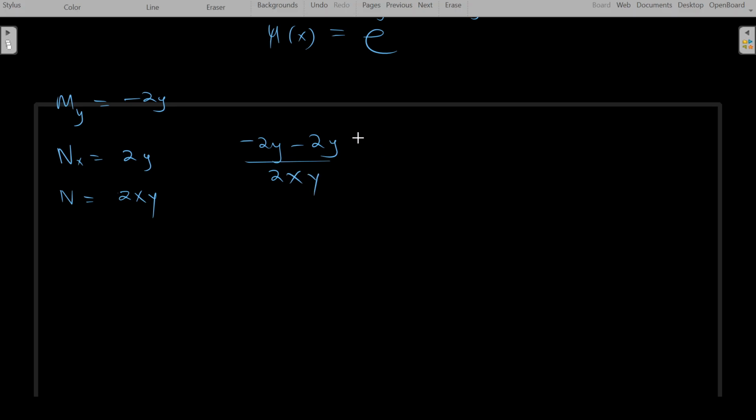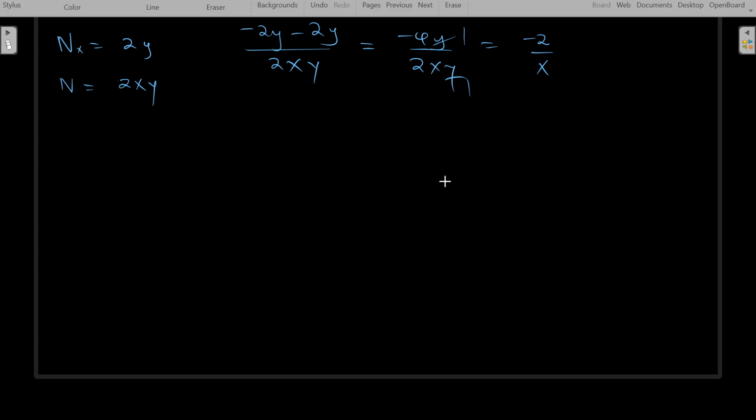Okay, so I'm checking if it's a function of x alone, we should get our integrating factor as mu of x equal to the exponential of the integral of epsilon x. Now let's subtract this. So this is -4y divided by 2xy. This y cancels y, so I'm getting -2 upon x.